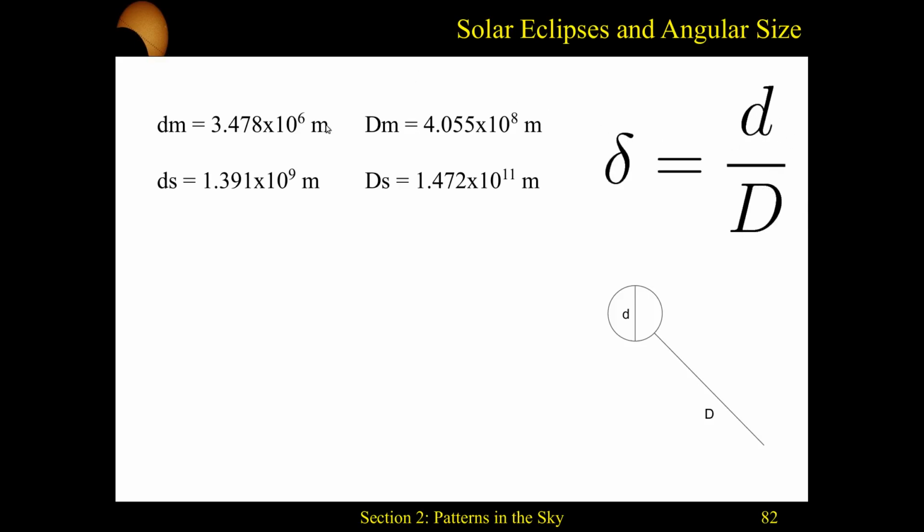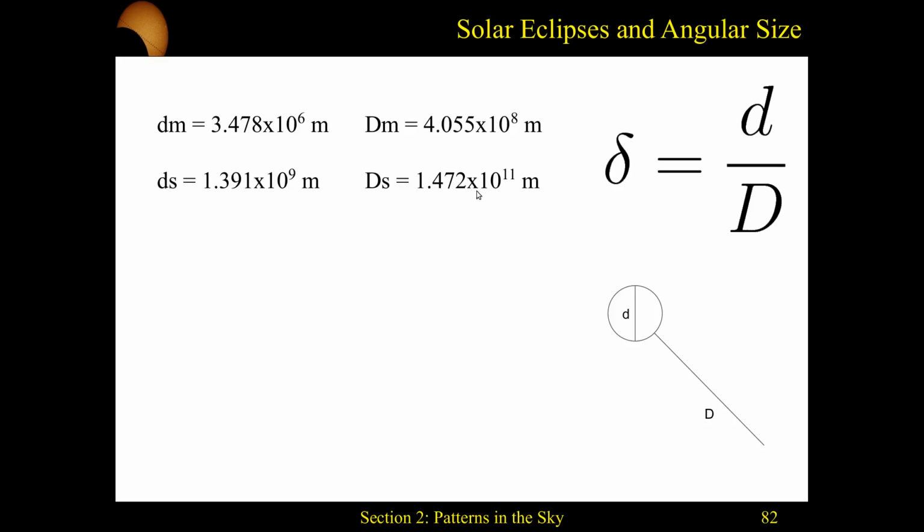So here are the values. If we look at the diameter of the moon, it's 3 times 10 to the 6 meters, and it is 4 times 10 to the 8 meters away from us. Whereas the sun's diameter, how big the sun is, is 1.4 times 10 to the 9th meters, while the distance to the sun, remember that astronomical unit, is 1.5 times 10 to the 11th meters.